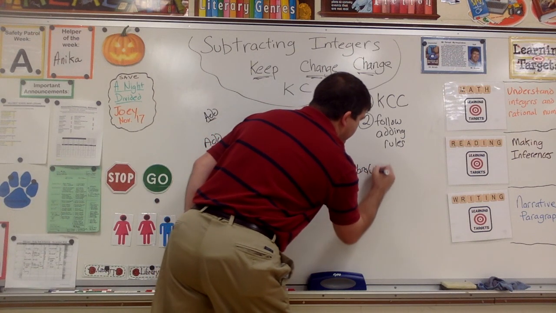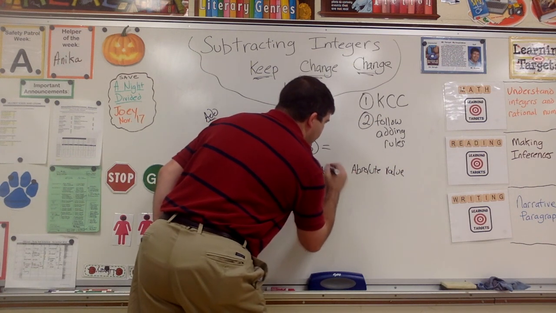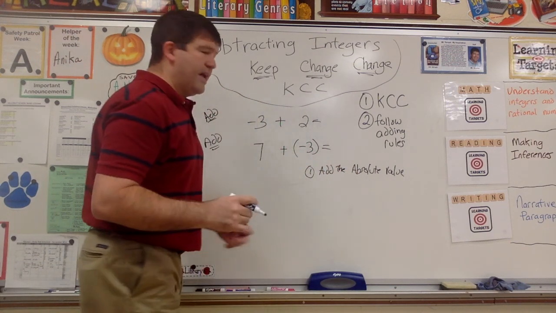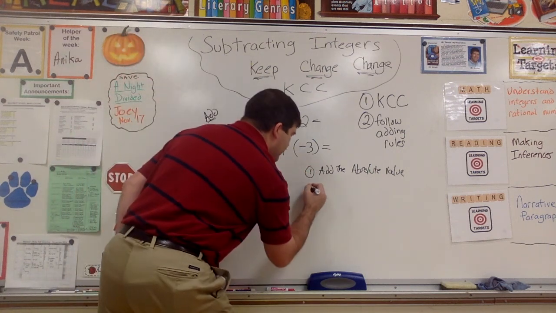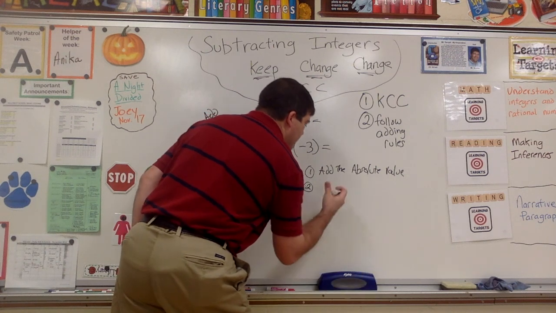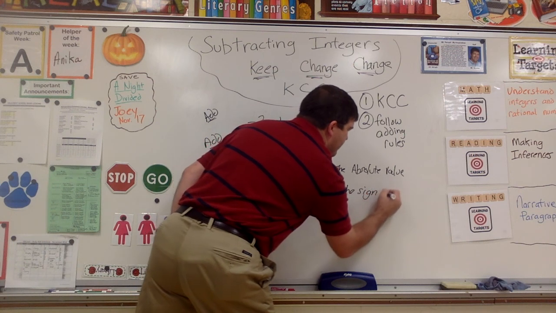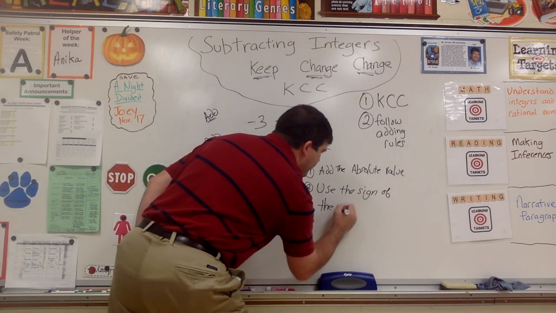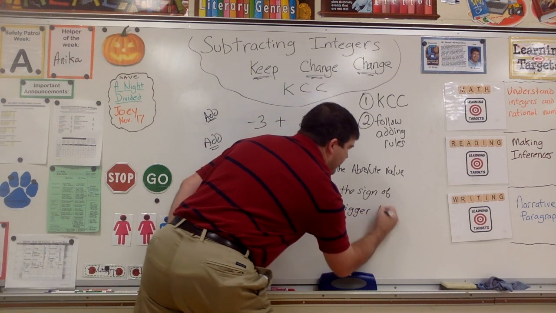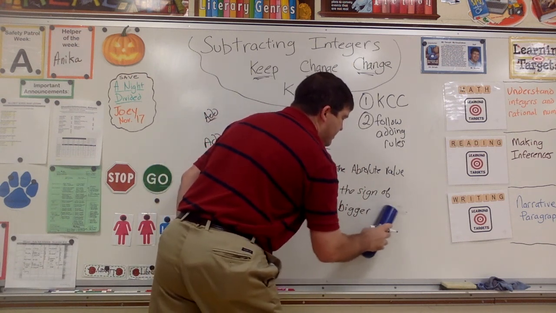Absolute value, add the absolute value. There's one. So you add the absolute value, and then we'll say use the sign of the bigger absolute value. Oh, I should probably spell that right.